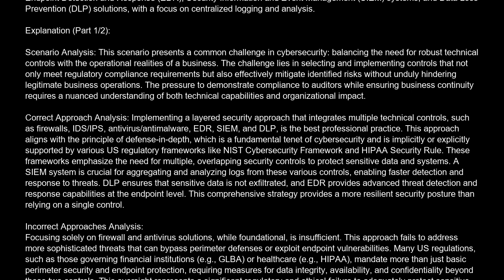This approach fails to address more sophisticated threats that can bypass perimeter defenses or exploit endpoint vulnerabilities. Many U.S. regulations, such as those governing financial institutions, e.g., GLBA, or healthcare, e.g., HIPAA, mandate more than just basic perimeter security and endpoint protection, requiring measures for data integrity, availability, and confidentiality beyond these two controls. This oversight represents a significant regulatory and ethical failure to adequately protect sensitive information.